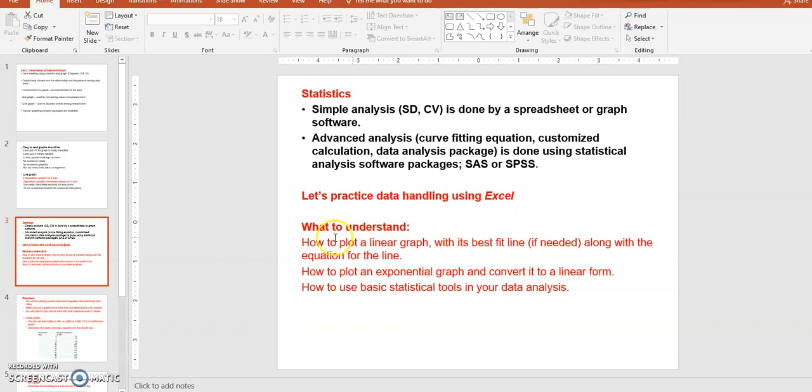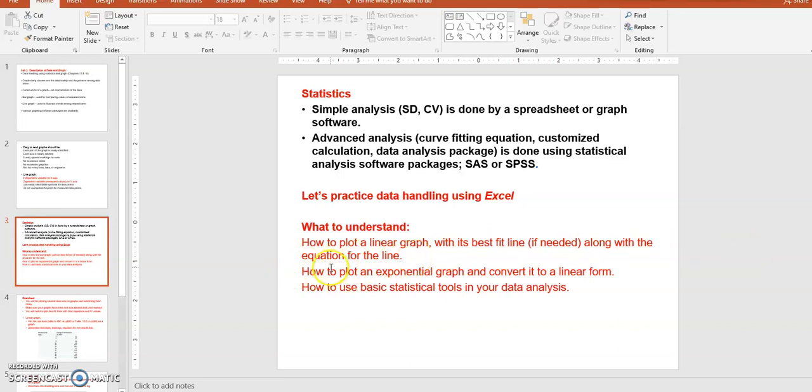So what do you need to understand? How to plot a linear graph. You'll be able to do that by doing this lab using Excel, along with its best fit line. If best fit line calculation is needed to estimate the unknown values, you definitely need that along with the equation for the line.